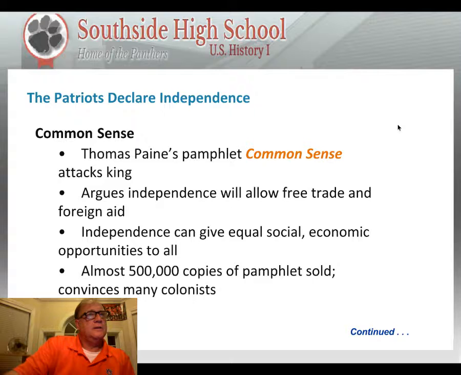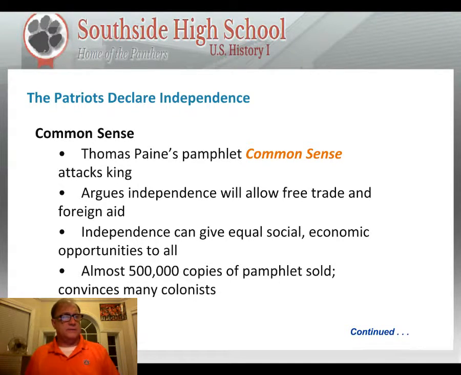The Patriots declare independence. During the interim, while the Continental Congress was meeting, an author named Thomas Paine put out a pamphlet called Common Sense. And he basically argued that it made no sense for a small country 3,000 miles away to rule a large expanse of geographic area like the American colonies. And he also talked about how it would allow free trade and foreign aid, and independence would give equal social and economic opportunities to all. Almost 500,000 copies of the pamphlet sold, and this would encourage the colonists to vote for independence or to choose independence.